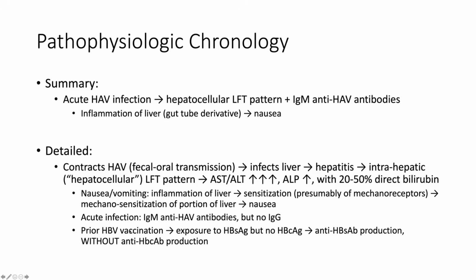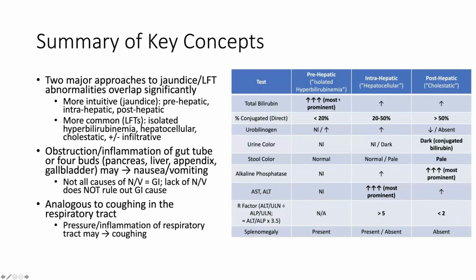And then because he's had a prior HPV vaccination, he was exposed. The vaccination, the key thing to remember is that the vaccine is surface antigen, but no core antigen. So because of that, you'll make an anti-surface antibody, but because you're not exposed to the core antigen, you will not make an anti-core antibody. So this is our summary of key concepts. I won't belabor it. We went over it, but we will include that in the notes.